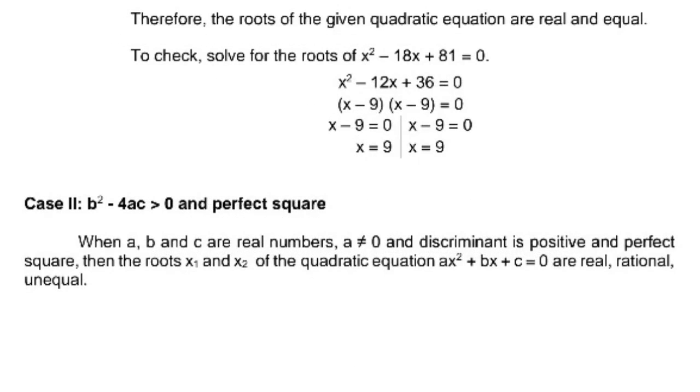In case number 2, b squared minus 4ac is greater than 0 and a perfect square. So this is positive and a perfect square. Examples are 1, 4, 9, 16, and so on. So when a, b, and c are real numbers, a is not equal to 0, and discriminant is positive and a perfect square, then the roots x sub 1 and x sub 2 of the quadratic equation ax squared plus bx plus c equals 0 are real, rational, and unequal.